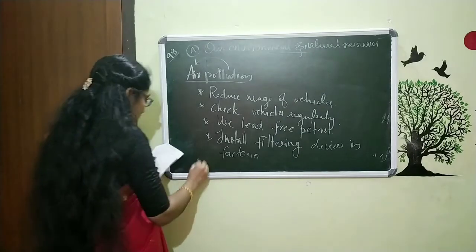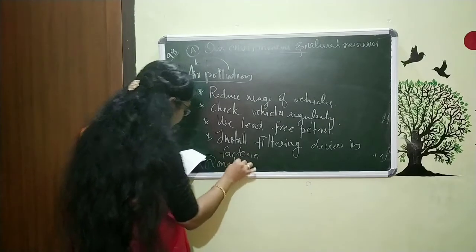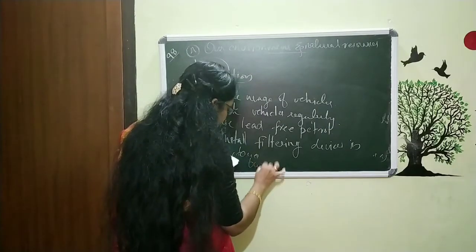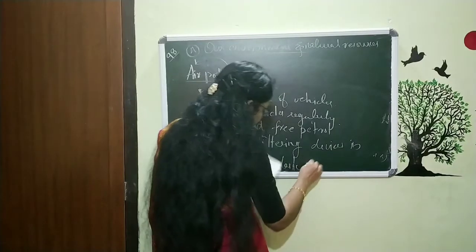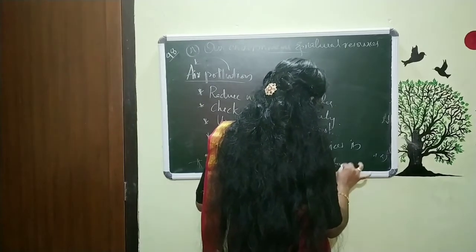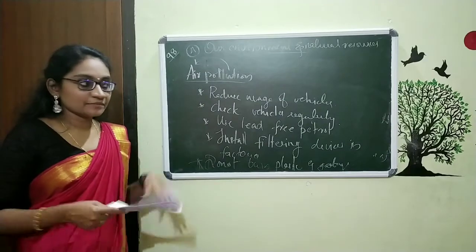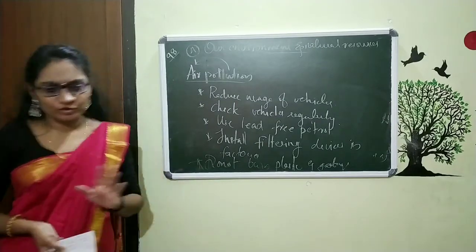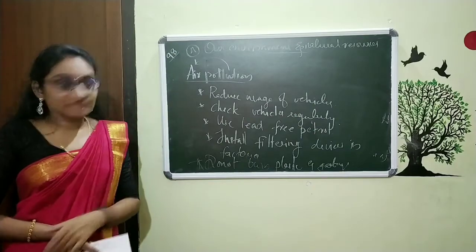And the last point is this. Do not burn plastic and garbage. So the thing is this, do not burn plastic. When we burn plastic, what happens? It produces air pollution. So these are the points about how we can prevent air pollution.